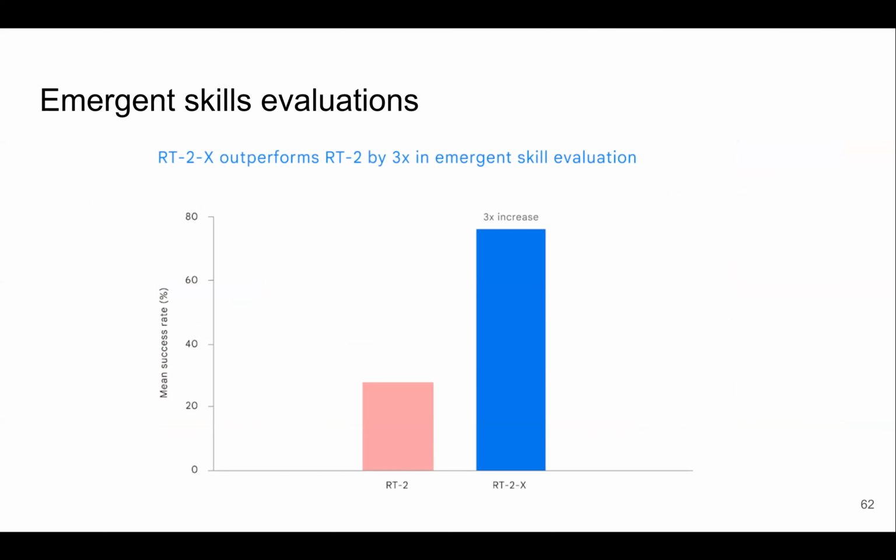So like a 3x. We went around and tried to sample different skills that were available in other data sets and try them. And essentially, it seems like this positive transfer really, really happens.